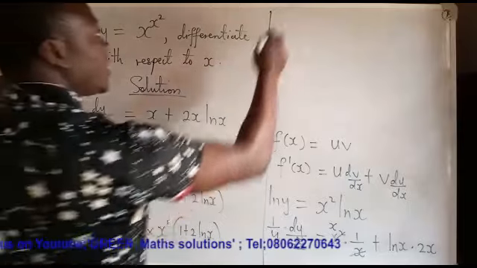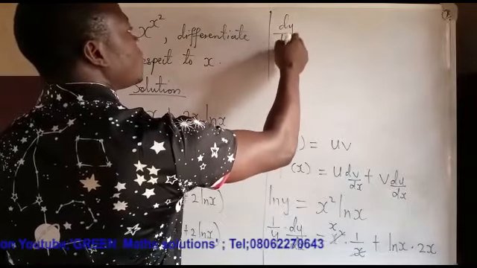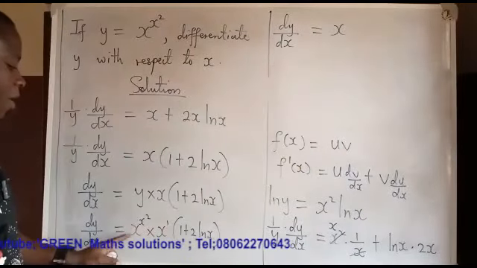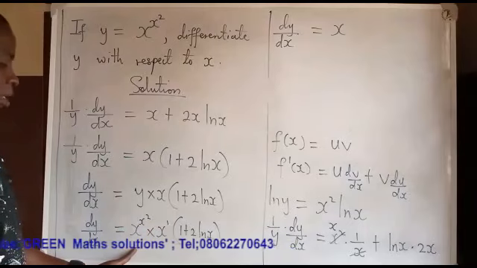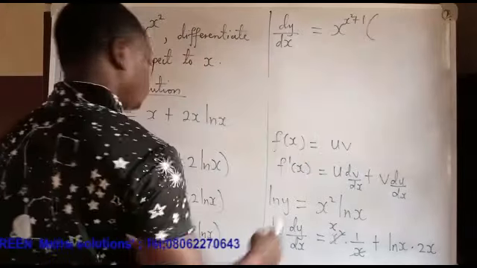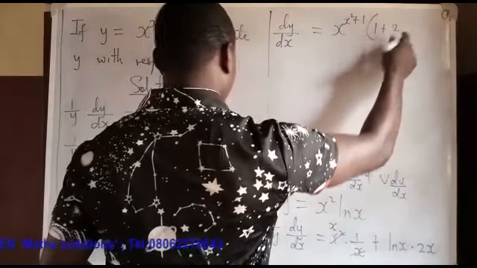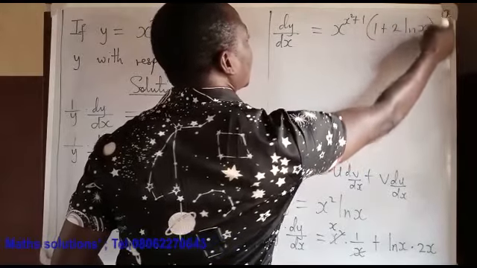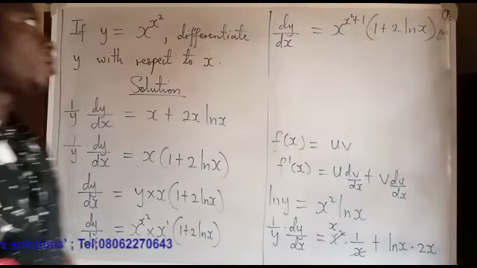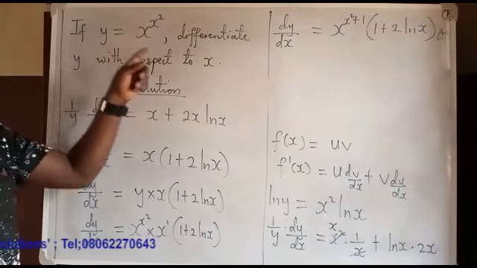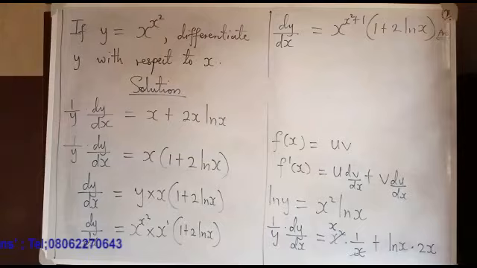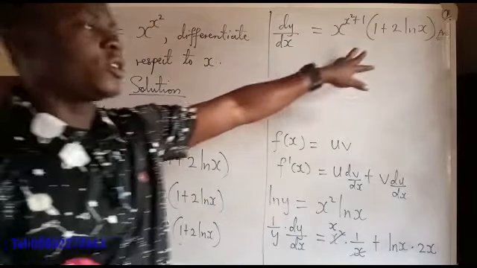So you have dy dx equals x. We actually add the powers because the base is the same. So that will be x raised to power x raised to power 2 plus 1 into 1 plus 2 ln x. And that is the answer. So if you are differentiating y equals x raised to power x raised to power 2, the dy dx or the derivative of this with respect to x is going to be this.